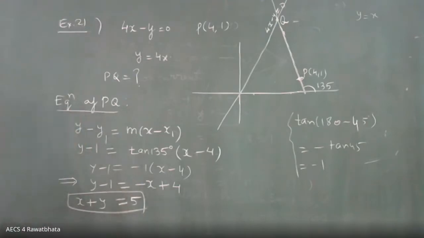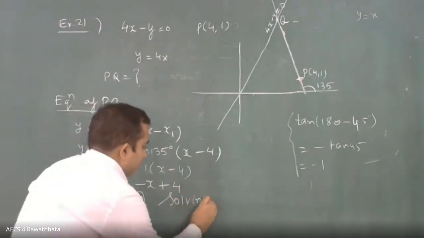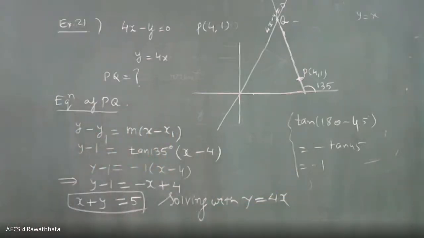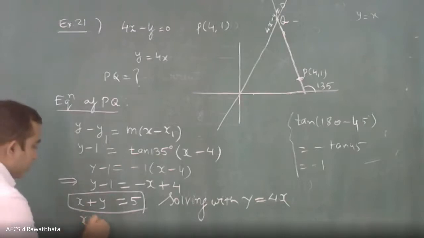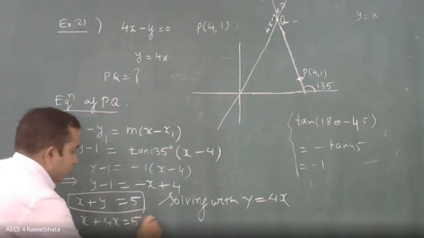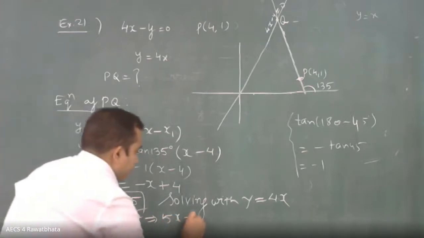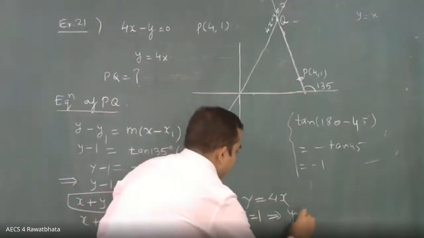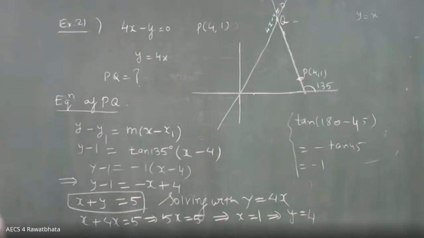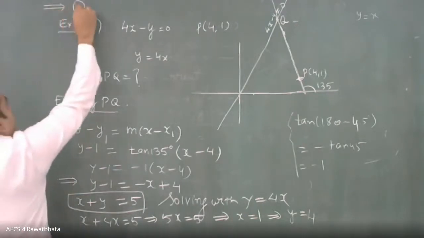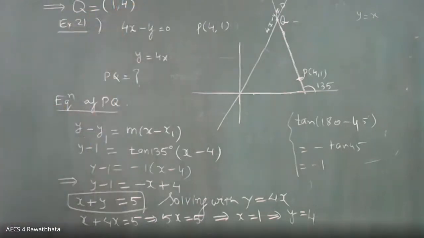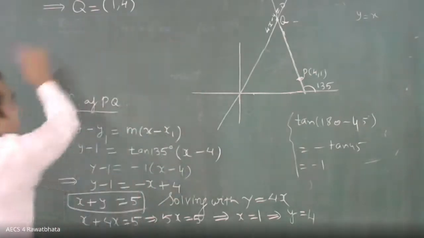But first let me solve this. Solving with y equal to 4x, putting 4x in place of y. So x plus 4x equal to 5, which will give you 5x equal to 5. Means x equal to 1, and y equal to 4x, so y equal to 4. So Q coordinates will become, how much? 1, 4. This will become Q coordinates, and now PQ distance can be calculated by the distance formula.